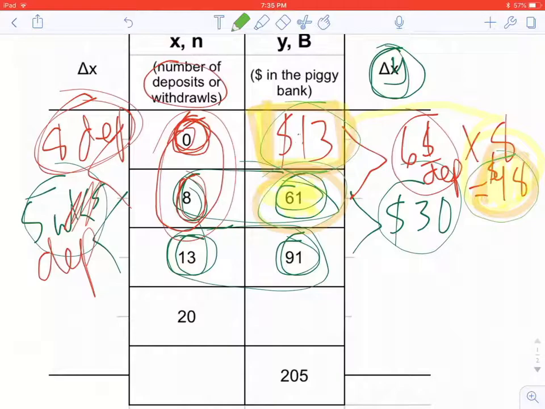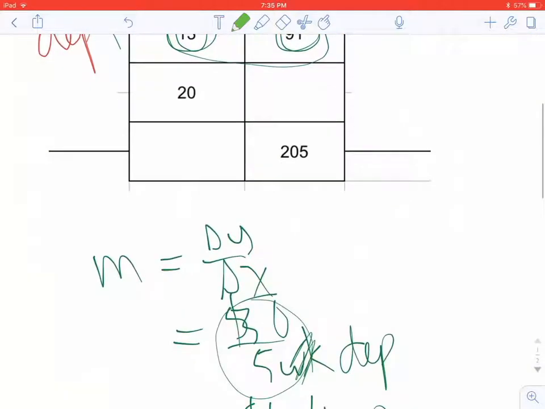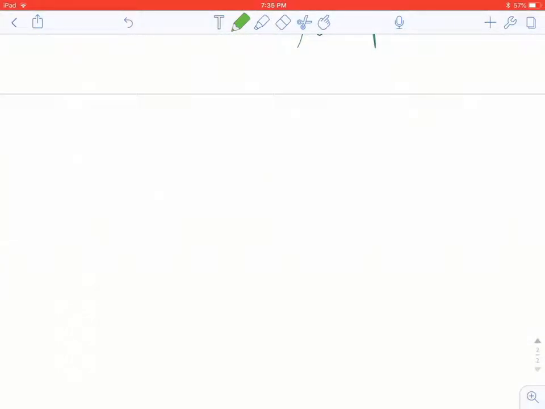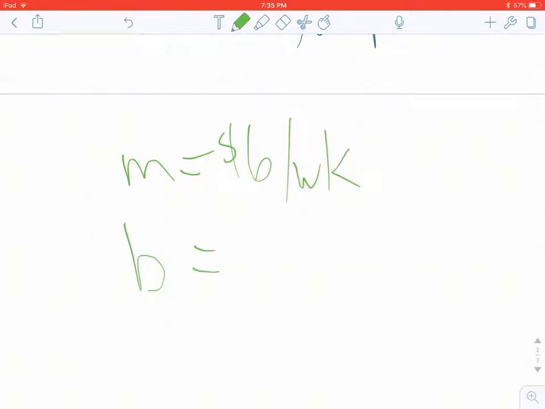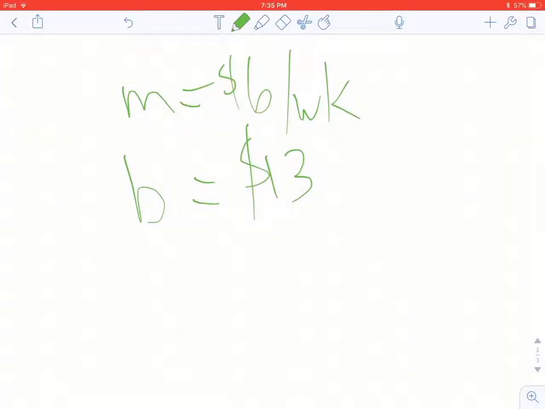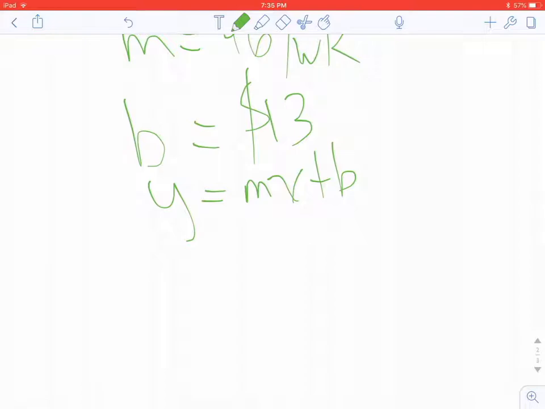Well, now I actually have enough information to write my equation, because I know that m was $6 per week, that's the rate, and b, which is the initial amount I put in the piggy bank, is $13. And we know our equations are of the form y equals mx plus b. But in this case, it's the piggy bank balance equals m multiplied by n, the number of deposits, plus b.